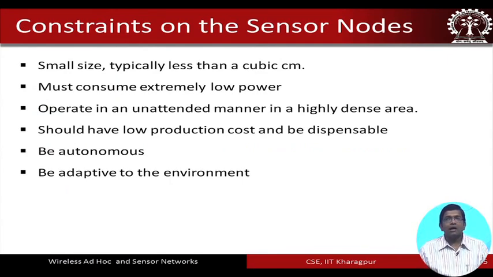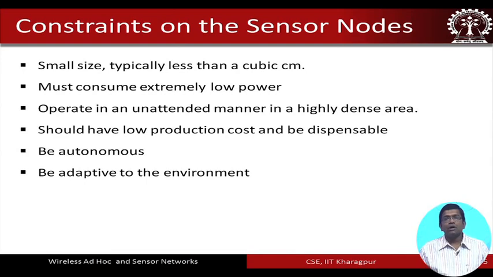The sensor nodes are very small in size, typically less than a cubic centimeter. They must consume extremely low power. These are the things that we have already seen. And what makes sensor networks interesting is that the sensor nodes in the networks are designed to operate in an unattended manner in a highly dense area. They should have very low production cost and they should be dispensable. This is one of the visions of these sensor networks.